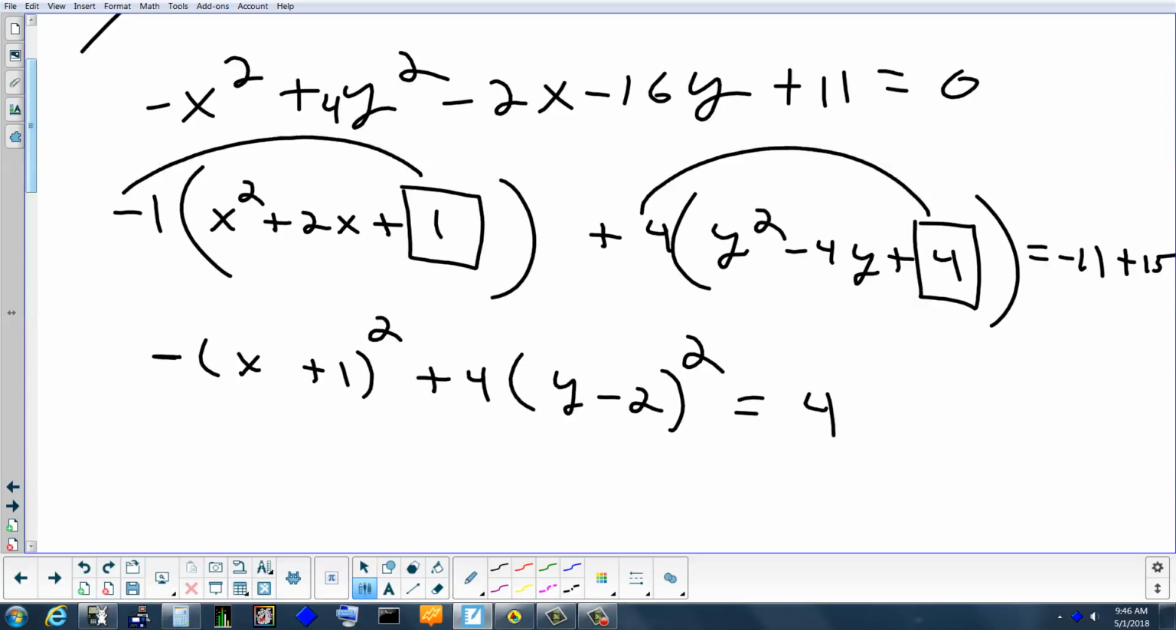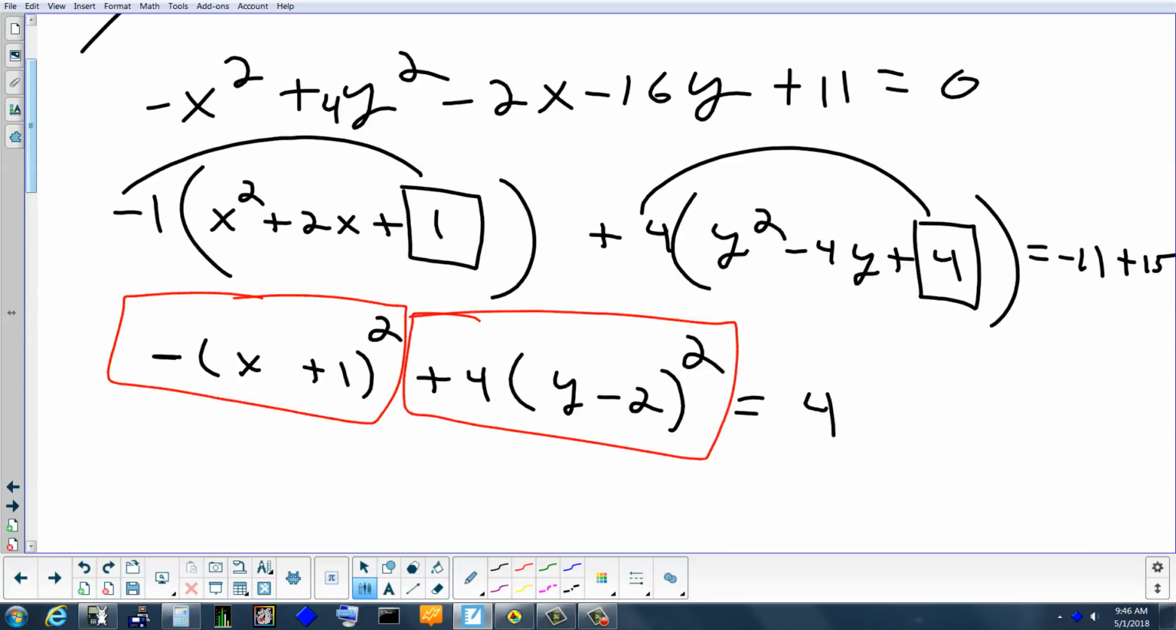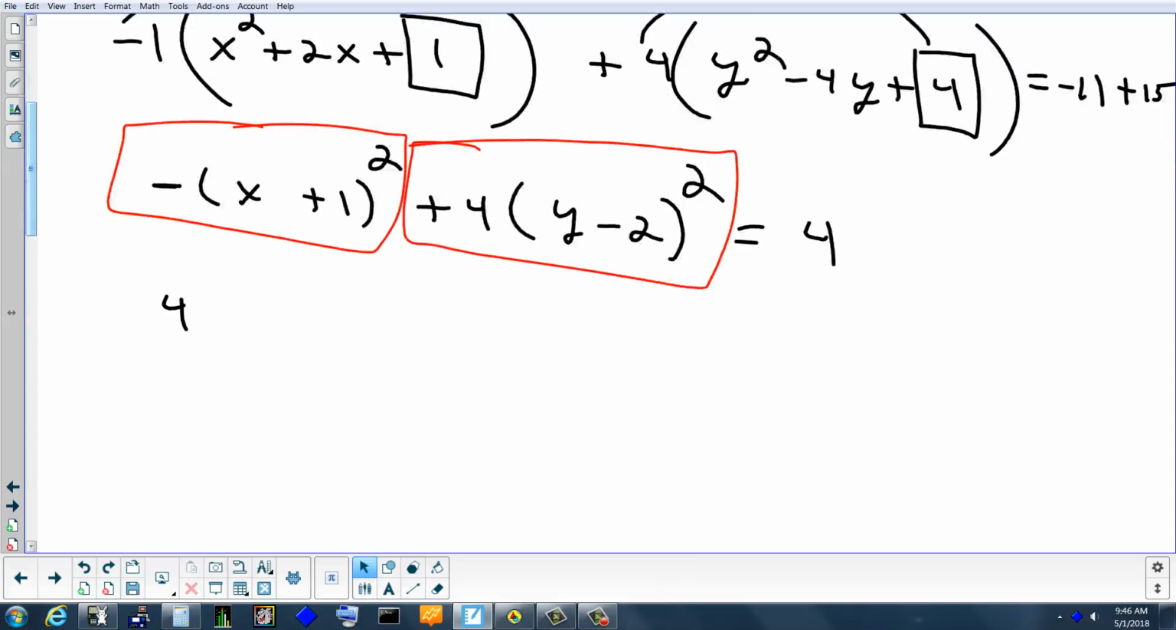Okay, 2 things that are wrong here. Well, the negative term should be the second term. Right. This should switch places with that. So let's just flip that order. So we have 4 times y minus 2 squared minus x plus 1 squared.